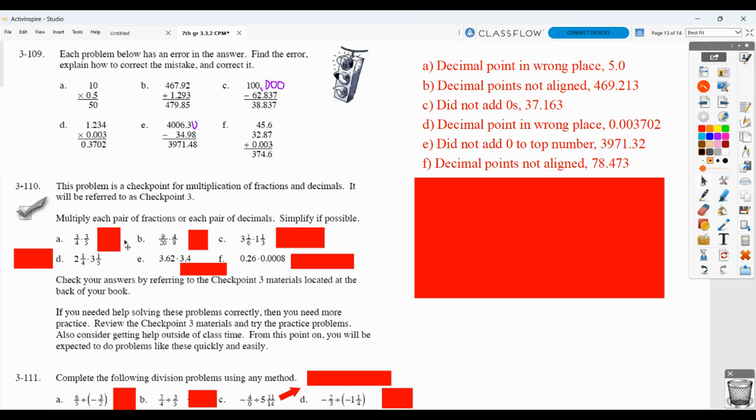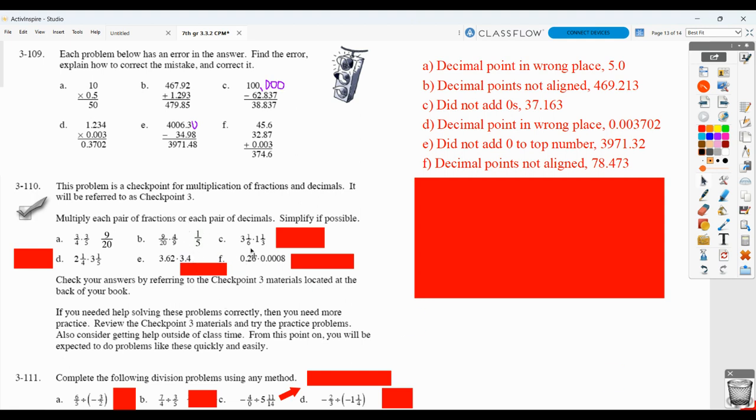Here you're going to multiply the fractions or the decimals and simplify if you can. So 3/4 times 3/5 is just 9/20. 9/20 times 4/9. I would simplify the 9s. I would simplify the 4 and the 20. You end up getting 1/5, but again, make sure you're showing your work.